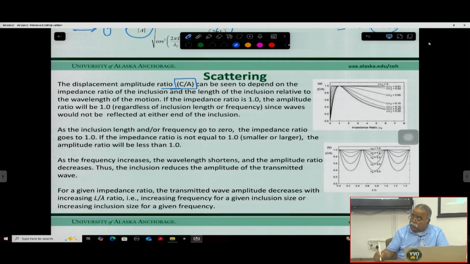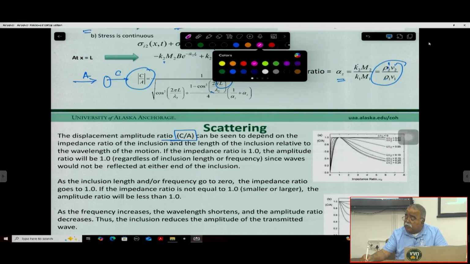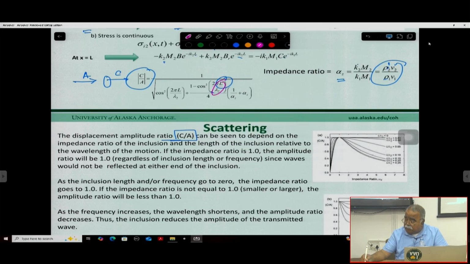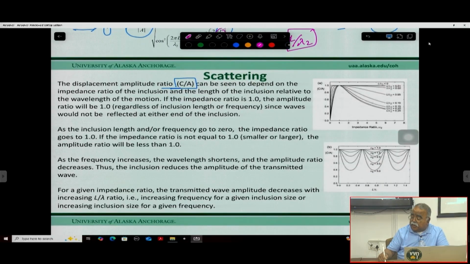Also an important thing in this part is there is an L, that means the length of these two materials, and it also depends on a factor called L by lambda, right? So L by lambda is the wavelength corresponding to the length of the scatterer. So with the L lambda ratio, the transmitted wave amplitude decreases with increasing L by lambda ratio, right?